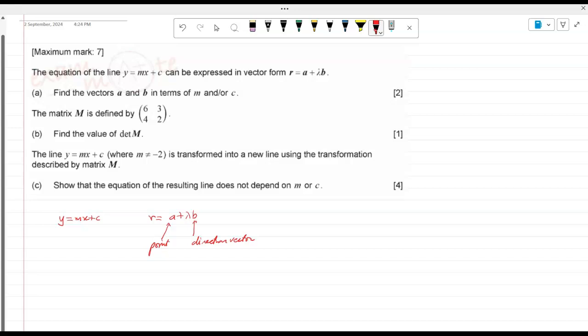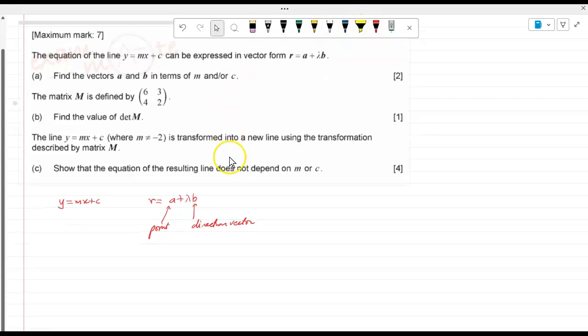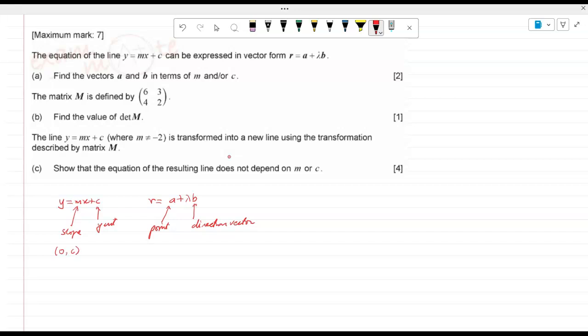Now find vectors a and b in terms of m and c. Now what you can do in this case is, this is your y-intercept, and this is the slope. Now your y-intercept, what are the coordinates of the y-intercept? 0, c. So can I take this as one of the points? So can I say my a can be 0, c? Coordinates of the known point, position vector. You're converting your coordinates into a position vector, correct?